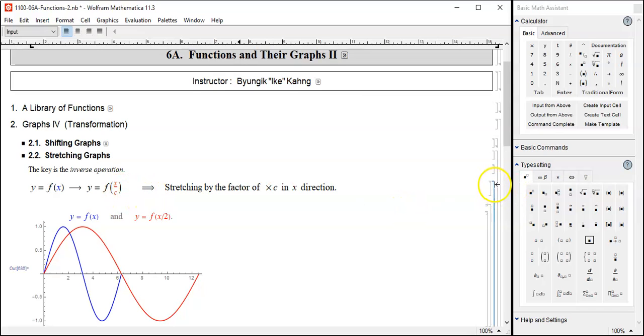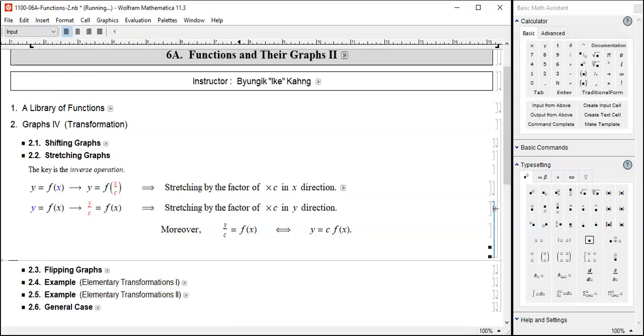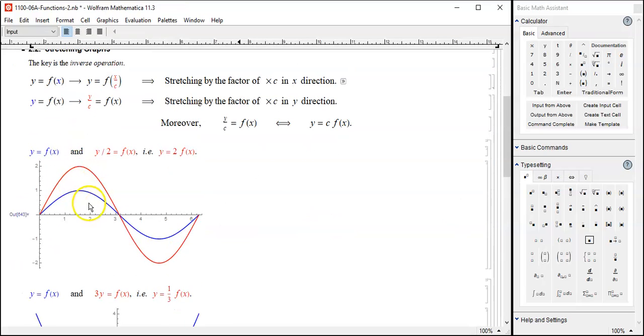The inverse operation. Now how about vertical stretching? The same idea, inverse operation. In this example, blue is the original, but I'm stretching it vertically by a factor of 2, doubling the y coordinate. So multiplying the y coordinate by 2, that's what we want. So we go the inverse operation. Y divided by 2 is f of x.